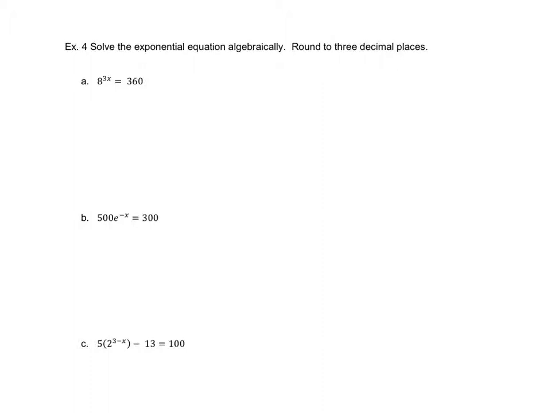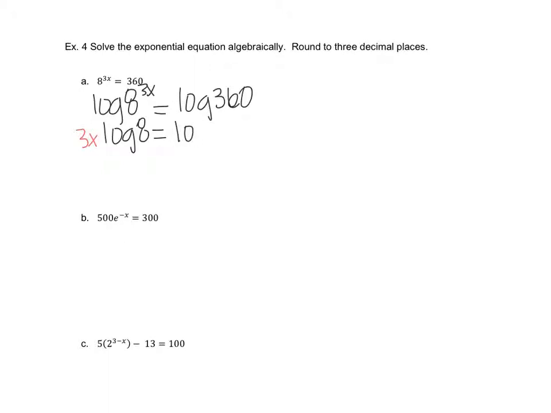So if the answer is no, then what you do is you just go ahead and start by taking the log of both sides. So log of 8 to the 3x equals log of 360. And the purpose of doing that is so you can drop that down in front, and x is no longer in the exponent anymore, and then you'll be able to solve for x. So I'm going to drop that 3x down in front, and I've got 3x times log of 8 equals log of 360.